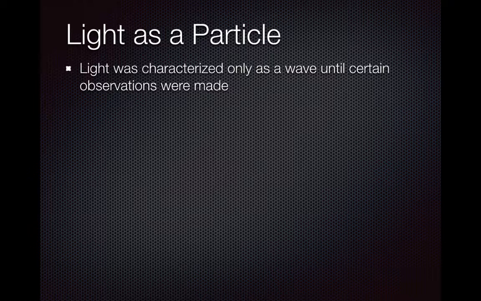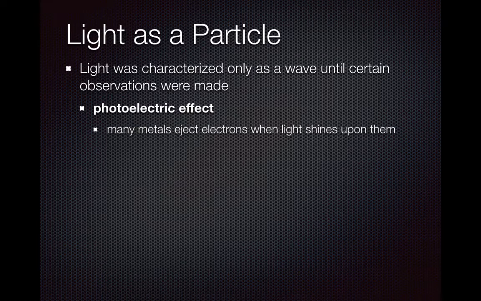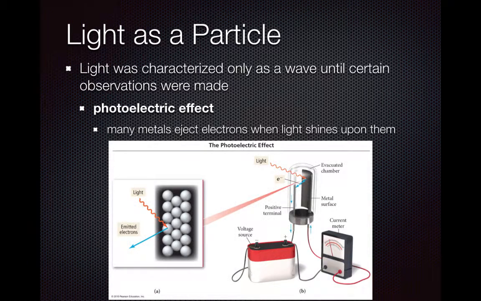Now what about light as a particle? Well, we looked at light as only a wave for quite some time until certain observations were made, a lot of these by Max Planck and Albert Einstein. And one of these things is the photoelectric effect. This is where you shine light onto a metal surface, and at some point that metal surface will begin to eject electrons as you change the voltage, or you change the frequency of the light rather.